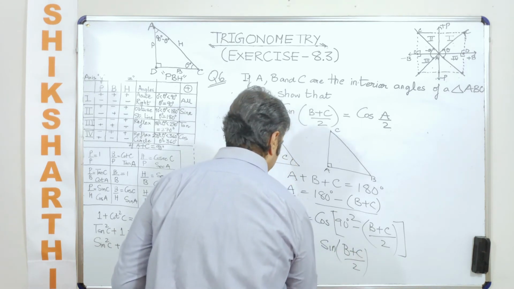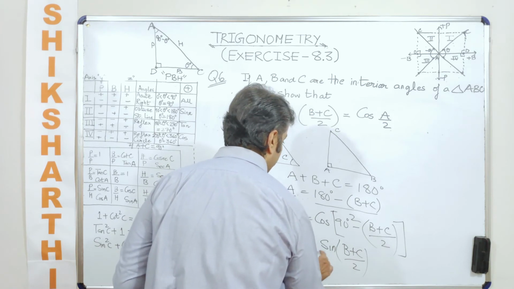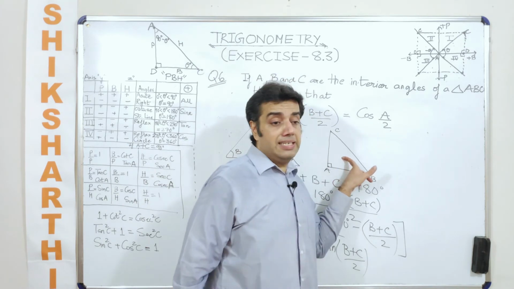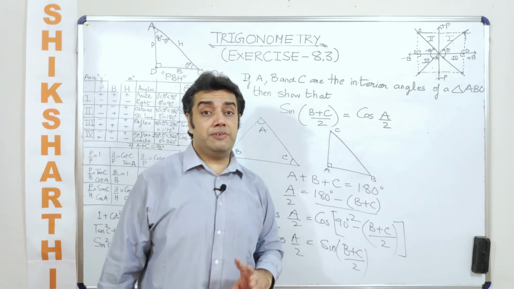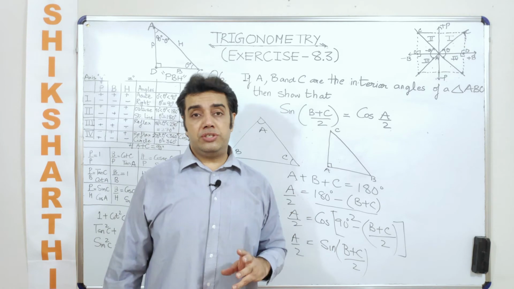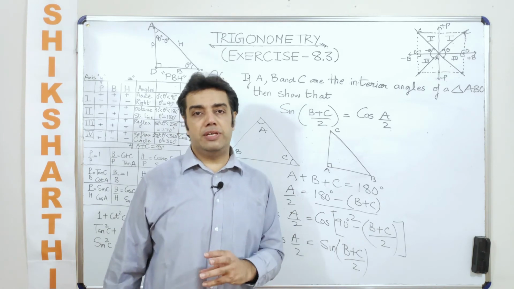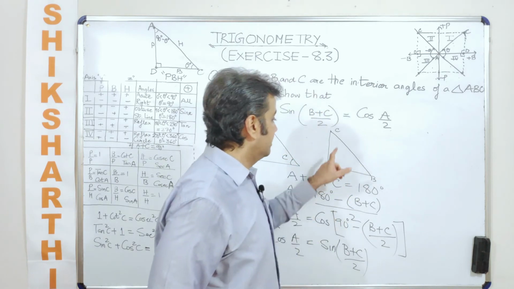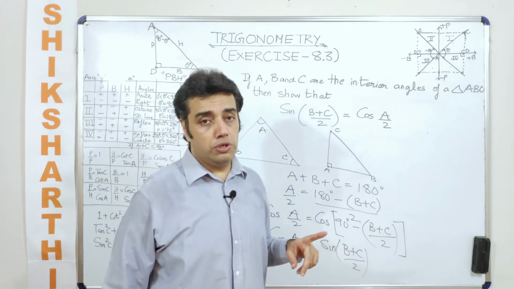So from here you are able to prove that cos of A by 2 is equal to sine of (B plus C) by 2. Now the question arises here is, what if I would have taken this case? In that case it becomes highly specific, and when you are solving a question, it should be solved in a generic way, not in a specific way. But even if you take this, you will be able to prove that even here it should hold good.